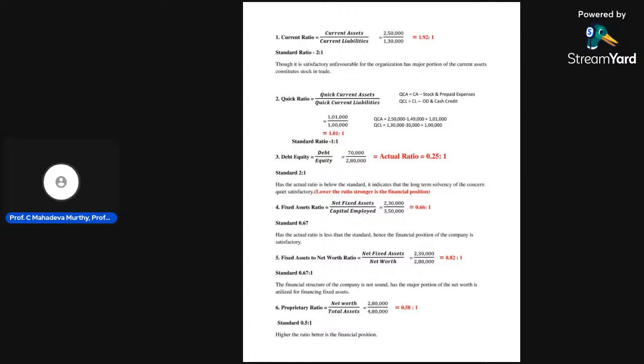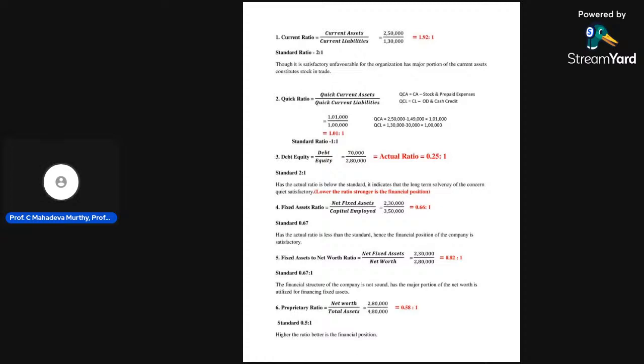These terminologies are most important here. Net fixed assets means total fixed assets. Capital employed is equal to debt plus equity. Debt is 70,000, equity is 2,80,000.